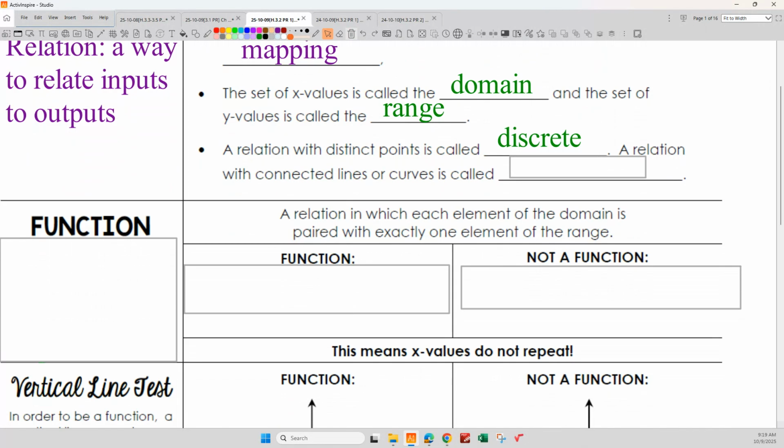If all the points are connected with smooth lines or curves, you know what we call that? This is one of our big topics we're talking about in calculus right now. So we go into much more detail with these things later.